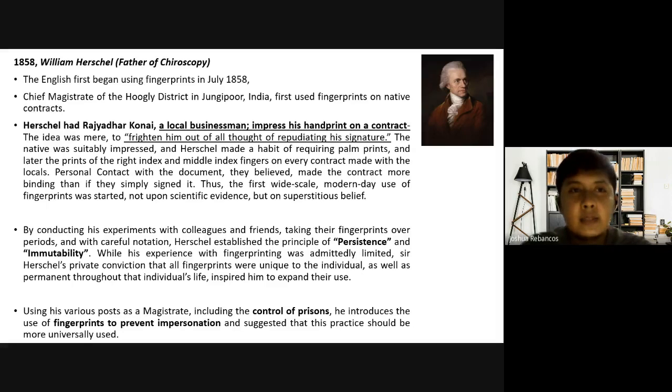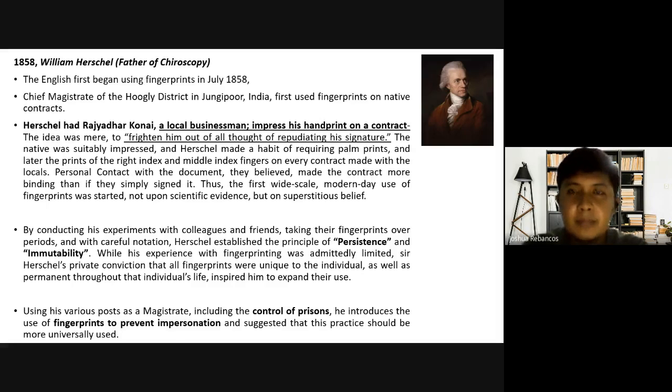Herschel had Rajyadhar Konai, a local businessman, impress his handprint on contract. Okay? Ginamit niya ang handprint sa contract. Ito naman, si Konai, he is frightened. Baka kasi yung signature niya, ma-repudiate, ibig sabihin, parang walang value. The idea was merely to frighten him out of all thought of repudiating his signature. The native was suitably impressed and Herschel made a habit of requiring palm prints.